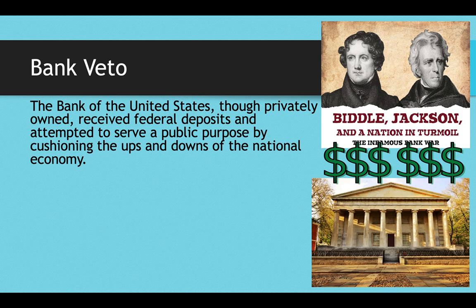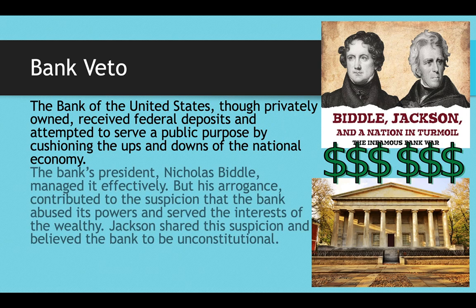Another issue that Jackson had was with the Bank of the United States. So the second Bank of the United States, the federal bank that was still up and running at this point, though privately owned, received federal deposits, and it attempted to serve a public purpose by cushioning the ups and downs of the market, of the national economy, so that things remained stable.